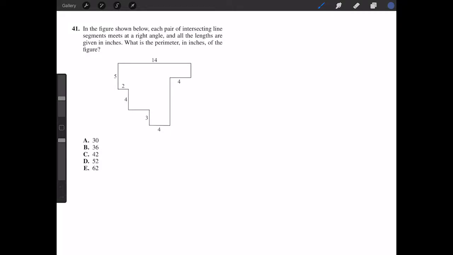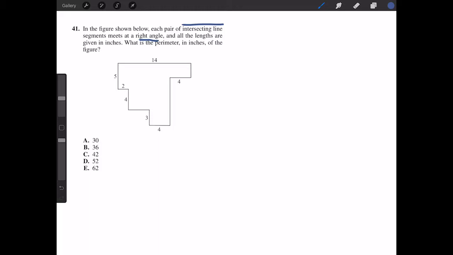Problem 41 reads, in the figure shown below, each pair of intersecting line segments meets at a right angle, and all the lengths are given in inches. What is the perimeter in inches of the figure? So a couple of important clues here. It says that all intersecting line segments meet at a right angle. That's important because then we can make assumptions that otherwise we couldn't. And then all the lengths are given in inches. So we know that we don't need to worry about units, they're all inches.